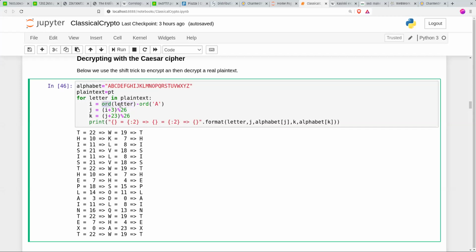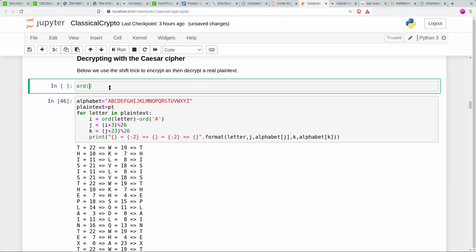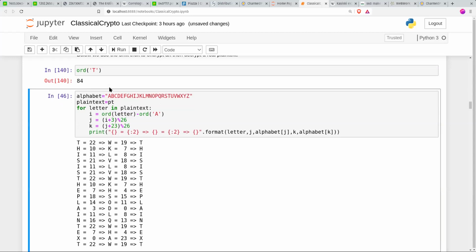So what ORD does is it takes a letter, which is one of these. I know this is in Python, but you have to do the analogous thing in C when you code this up. So that's why I'm spending a long time on it. So if I do ORD of letter, and let's say letter happens to be T here, then T will get converted into its ASCII numeric equivalent. Let me just show you here. ORD of T happens to be 84 in decimal.